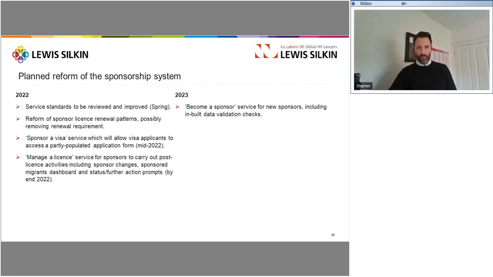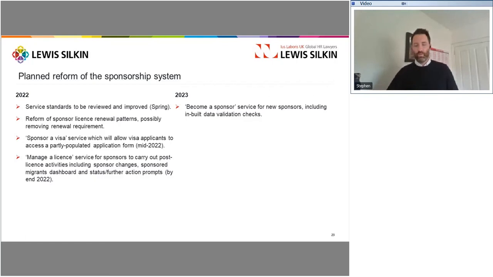The Become a Sponsor service for new sponsors from 2023, again, is part of making it easier to apply for your license. What they're hoping to do is use available data to do inbuilt data validation checks on things like who your authorizing officer is, making sure they're an employee or an officer of the company, and getting information about your organization from other sources to reduce the opportunity for abuse and simplify evidence requirements, thereby reducing the overall processing time for applications.